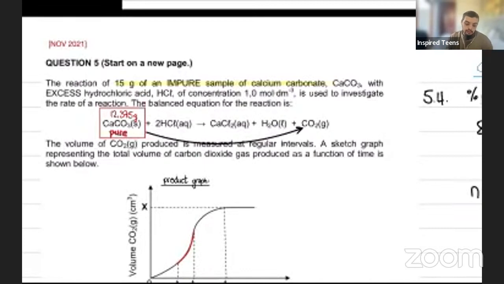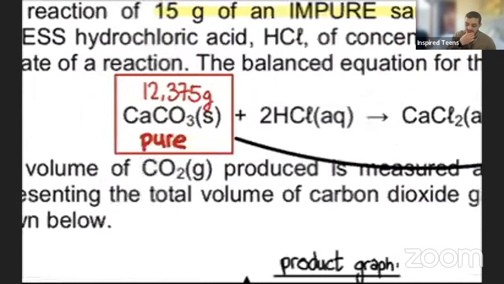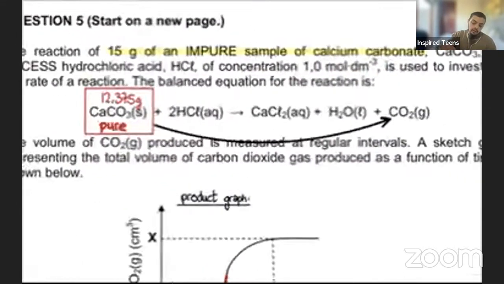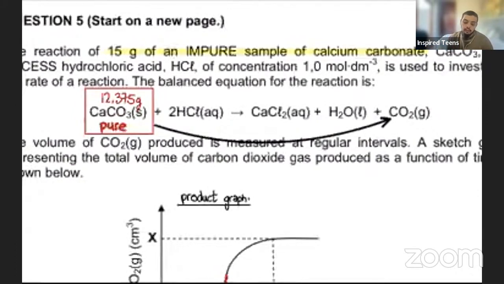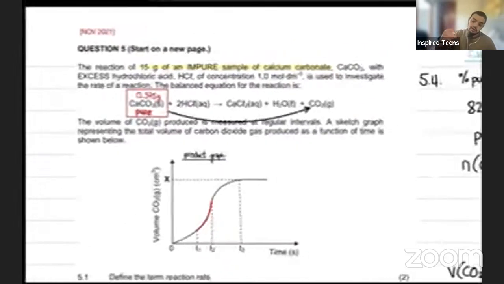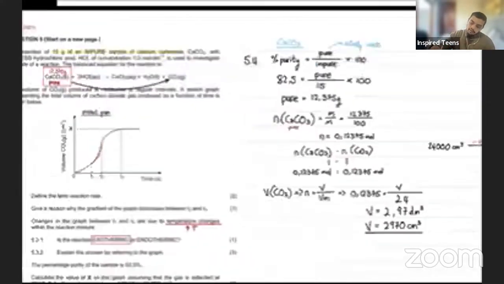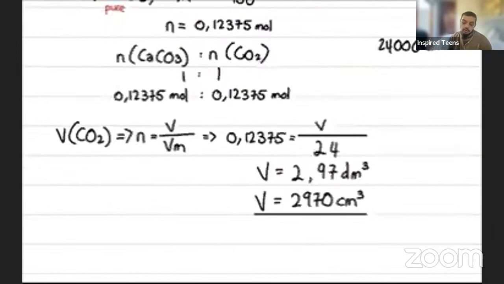The impure sample of 15 grams, not all of it reacts, right? We calculated that 12,375 of it reacts. Then we converted that into moles, the 12,375, and then we used the molar ratio to convert it to CO2, right, to get the moles of CO2. Once we had the moles of CO2, we could convert the moles of CO2 into a volume.